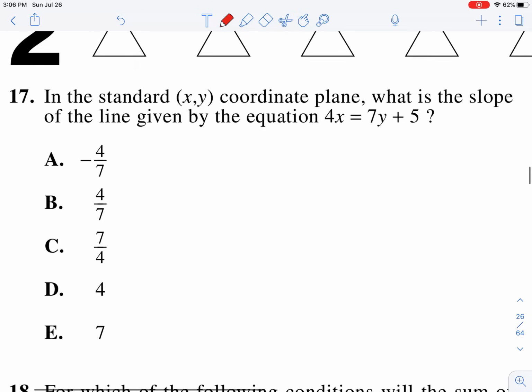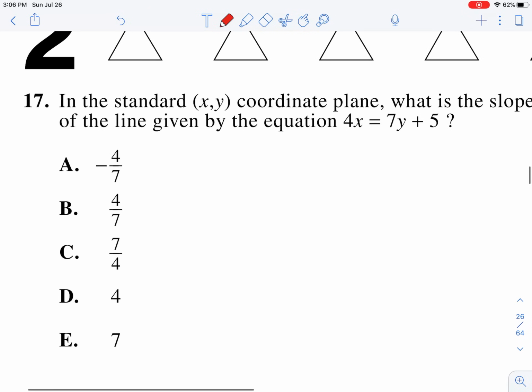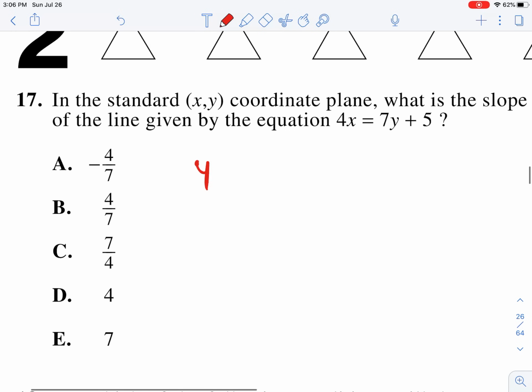In the standard coordinate plane, what is the slope? Just rewrite the equation in the form y equals mx plus b. You see this formula just keeps coming back, right? Okay, so I want to get the y isolated. That's basically the goal of this formula. So let's do that here. Isolate y. In order to isolate y, we first need to move the 5 away from it, and then we need to move the 7 away from it. Let's do that step by step.